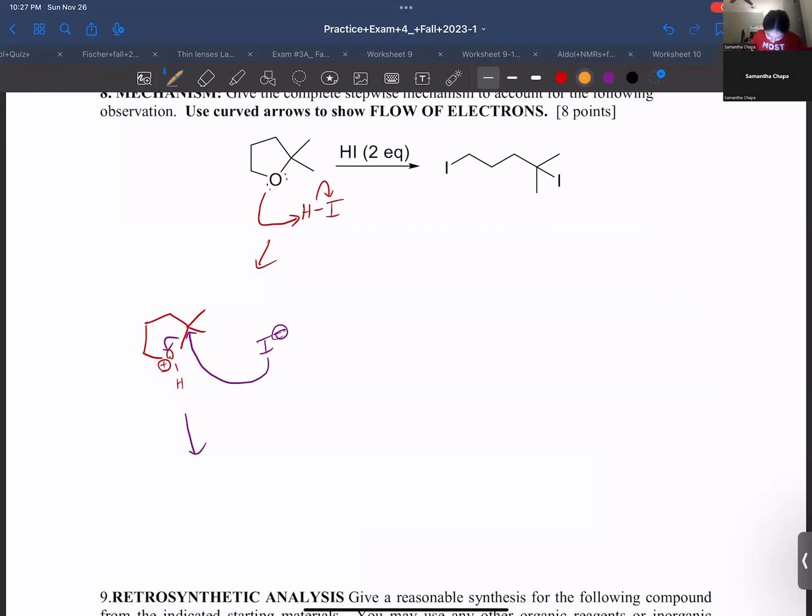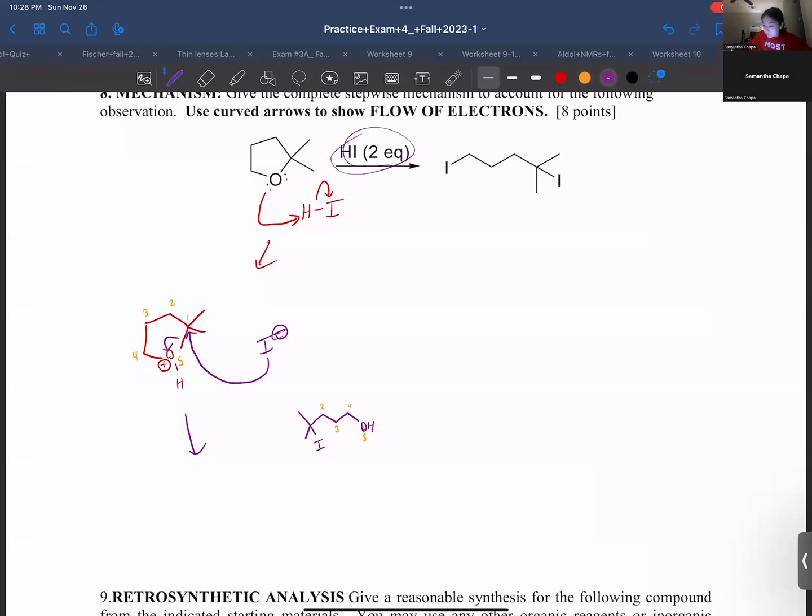Again, I suggest numbering your carbons or atoms, however you would like. Just 1, 2, 3, 4. 1, 2, 3, 4, 5. Just so that you don't drop anything. 5, 4, 3, 2, 1. Okay, so on carbon number 1, I had 2 methyl groups. And now an iodine because I attacked. And on carbon number 4, I had an OH group. And the oxygen is number 5. Yeah, it looks like I have that so far.